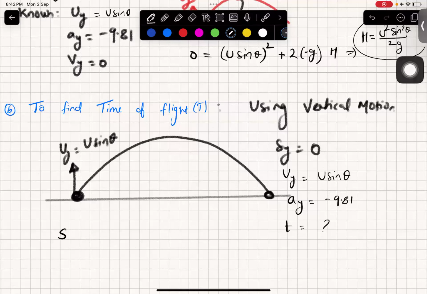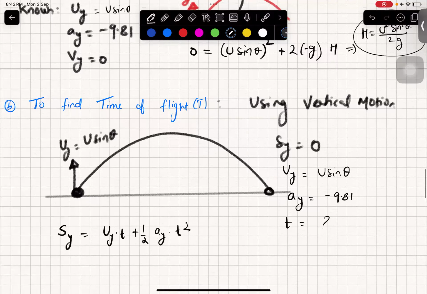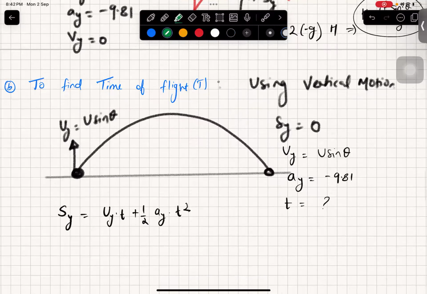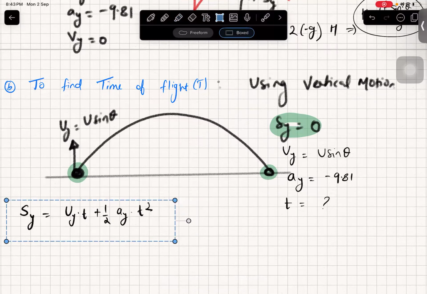And so I can use Sy, which is equal to uy t plus one half acceleration in y direction times t square. So check, in this case, the displacement is zero. The vertical displacement is zero because the object started from this point and ended over here. But this is not always going to be true.